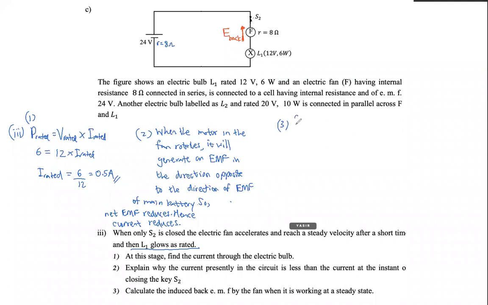So now for the circuit, we have to apply Kirchhoff's law. When you apply Kirchhoff's law, sigma E equals sigma IR. Tell me, what is sigma E now? Sigma E is going to be 24, that is from the main battery, minus back EMF, equal to current. Current is, now we have found the current, 0.5 ampere is the current flowing through the circuit now. Same current will be flowing through here also, 0.5 ampere.